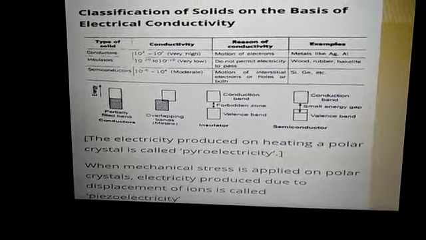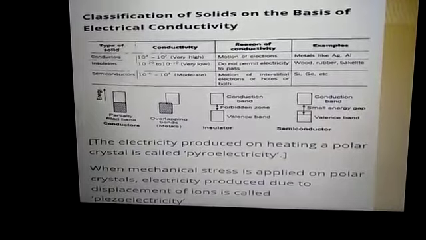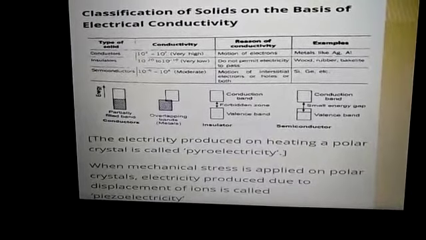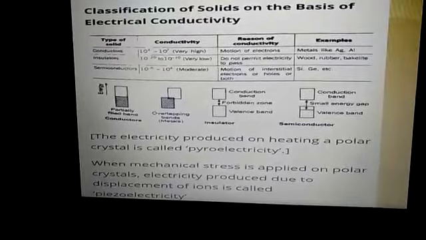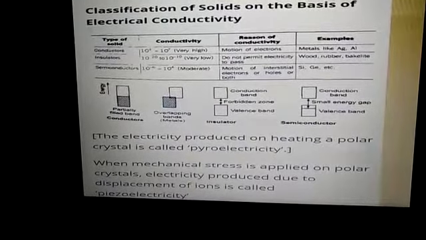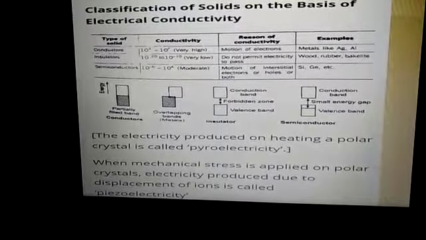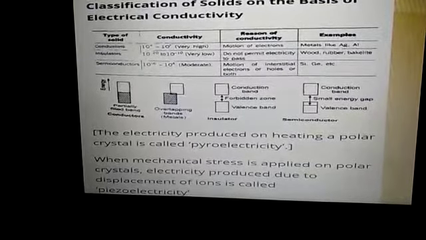While in case of insulators, a large energy gap is present between the valence band and conduction band. The gap between the top of the valence band and the bottom of the conduction band is known as energy gap or forbidden zone. If this energy gap is large, definitely the substance is an insulator and does not allow the electric current to pass through it.